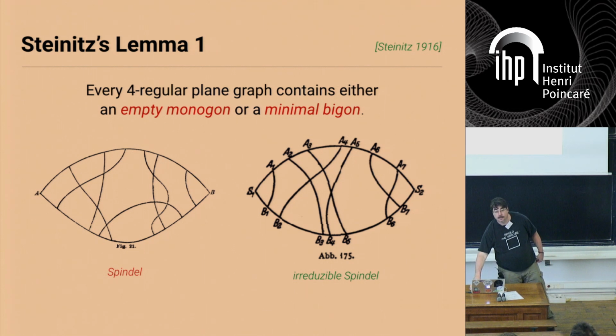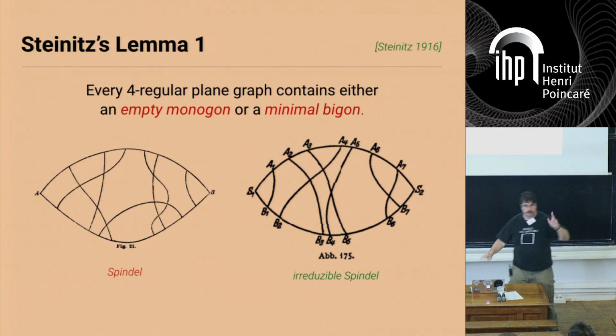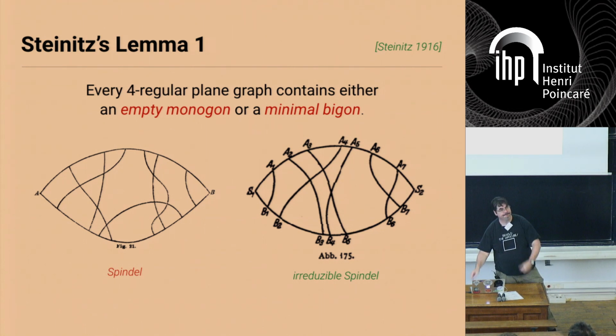Yes? Oh, no. There could be several of these. The minimal bigons could overlap. There's no uniqueness. It's just there is one.